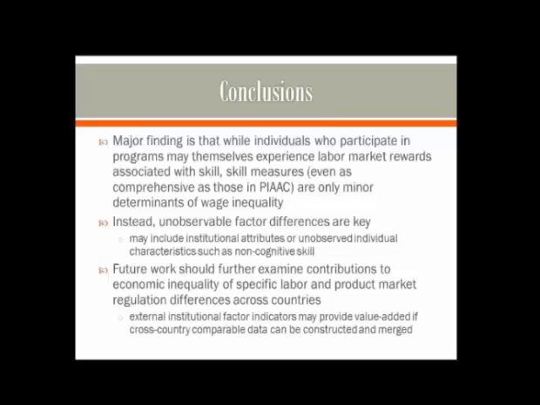The big picture conclusion here was that unobservable factors were really key. What are the unobservable factors? This might include institutional attributes that aren't controlled for here. It might also include things like unobserved individual characteristics, such as non-cognitive skill, that perhaps is still not being picked up in the measures here. So definitely some things to be thinking about in terms of future work. Adding institutional factors directly might provide some value added here.